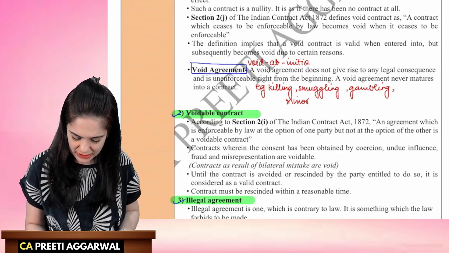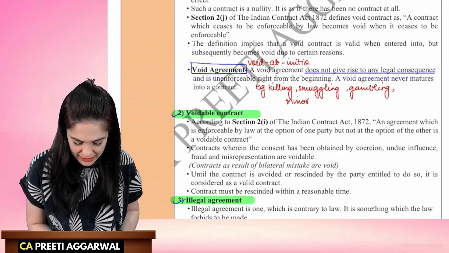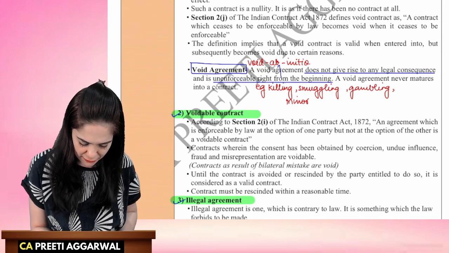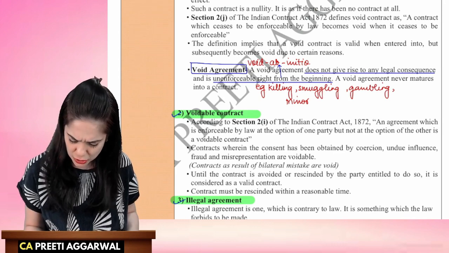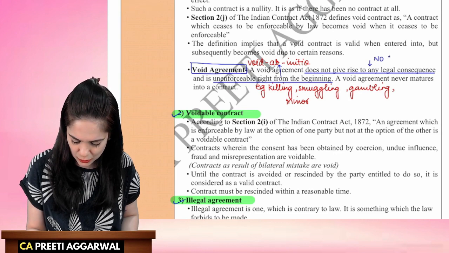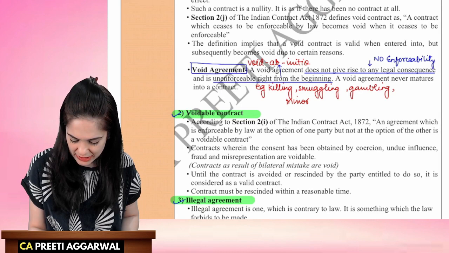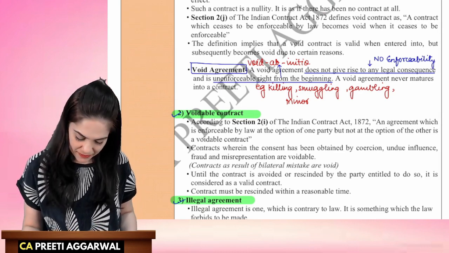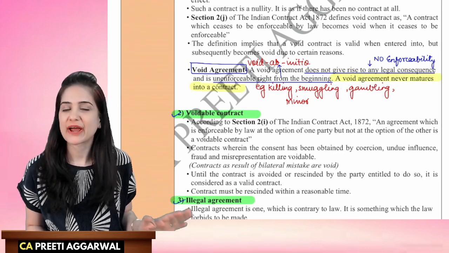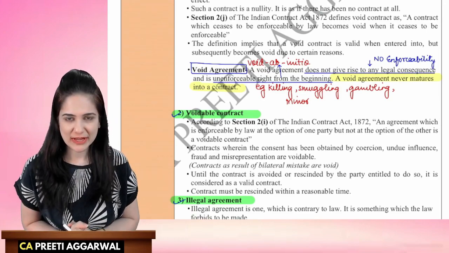A void agreement does not give rise to any legal consequence. It is unenforceable right from the beginning. So unenforceable right from the beginning means it is void ab initio. It does not give rise to any legal consequences. It means there is no enforceability. A void agreement never matures into a contract. There is no enforceability. It's just an agreement. It will never become a contract.